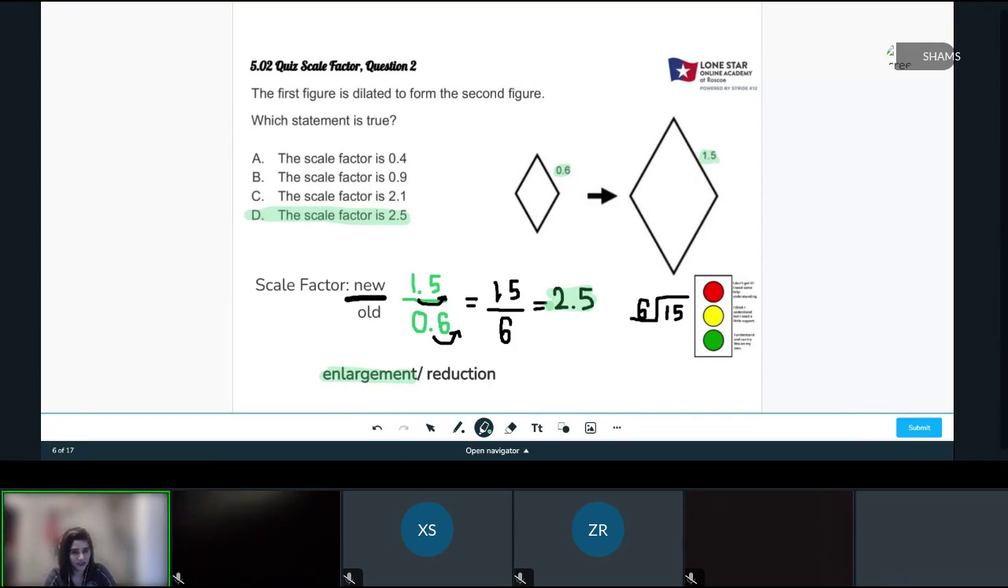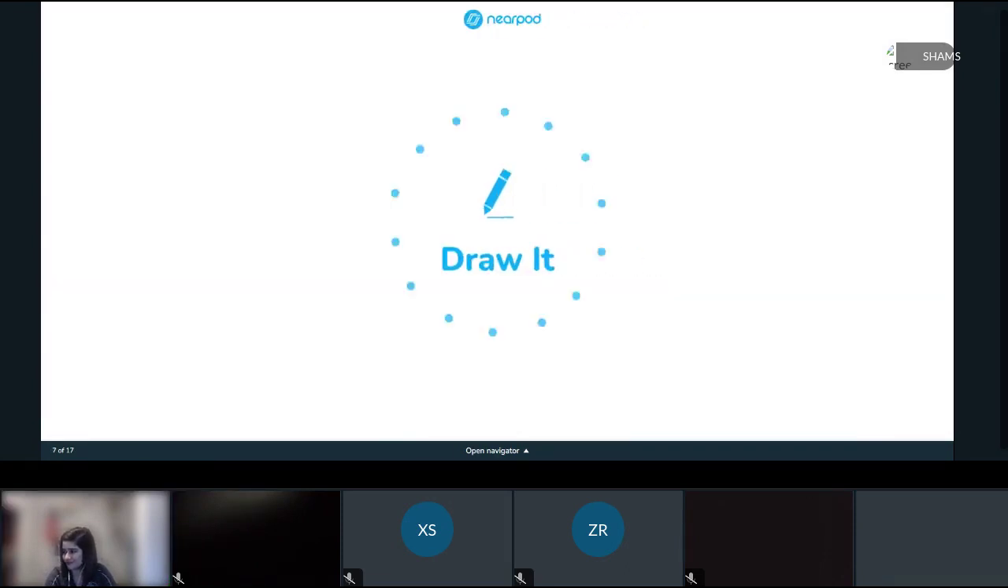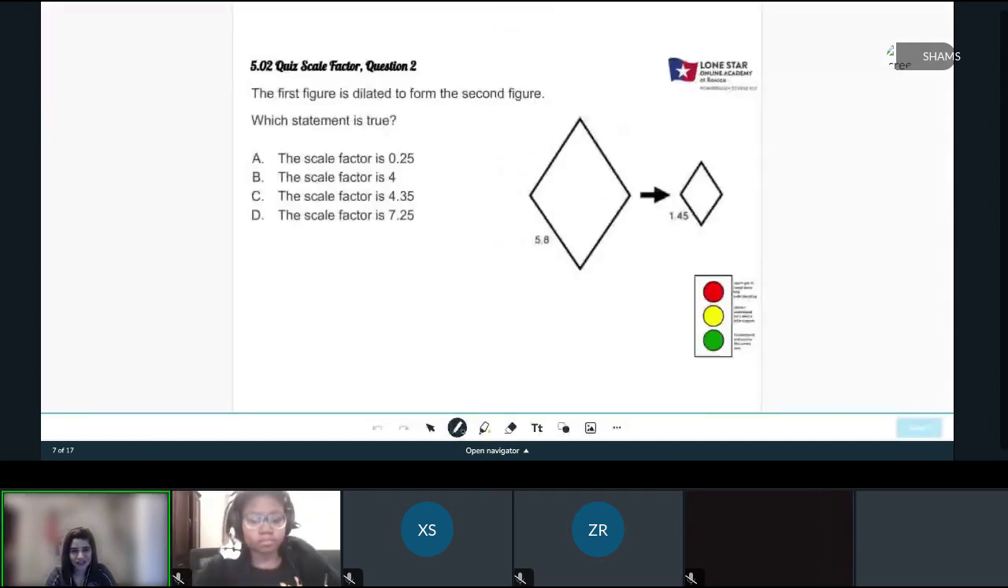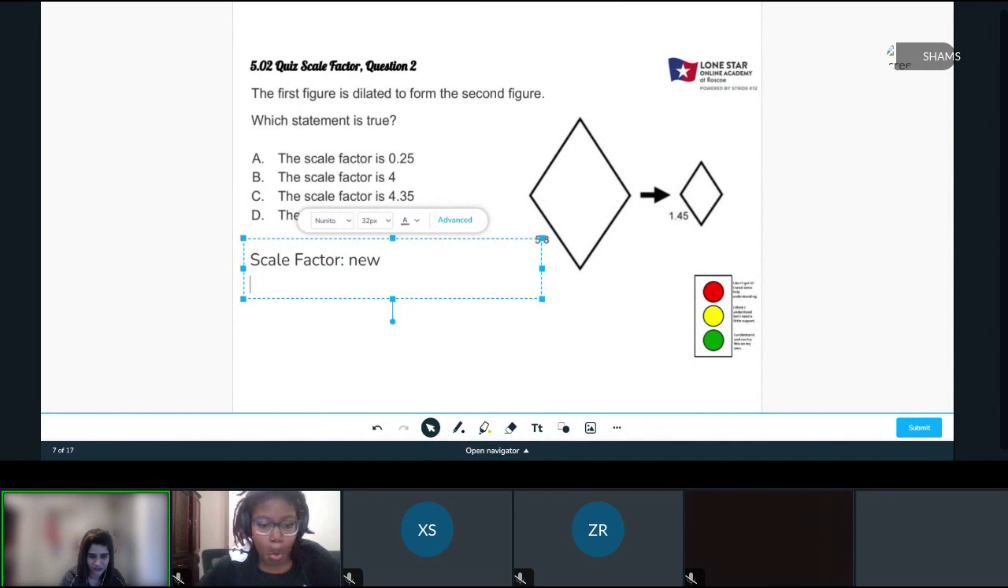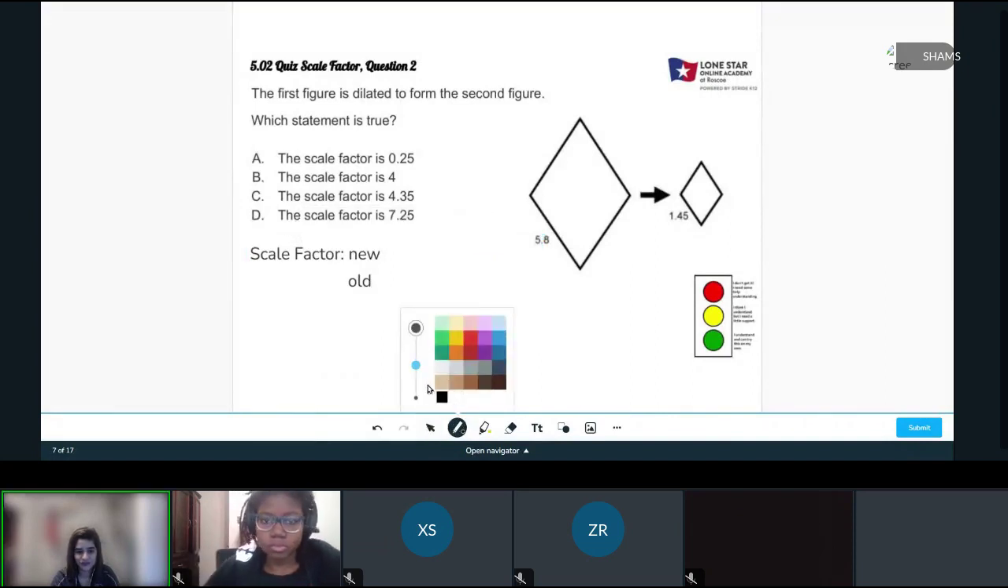Let's move on to the next question. Question 2, part 2. Here it is. The first figure is dilated to form the second. Which one is true? You want to find the scale factor. Let's write down the formula for scale factor. By the end of the session, you should just remember it by heart. Scale factor is the ratio of new to old. It is a ratio. It is a fraction. You can put a fraction bar. And then we will go to the new one.